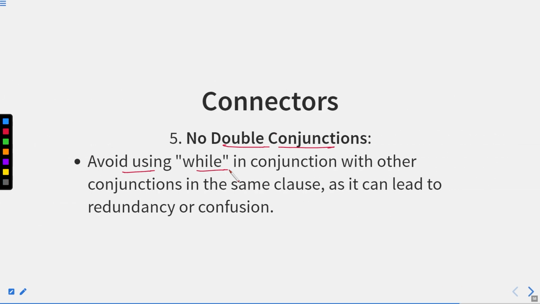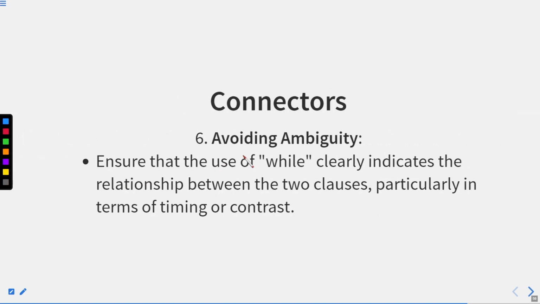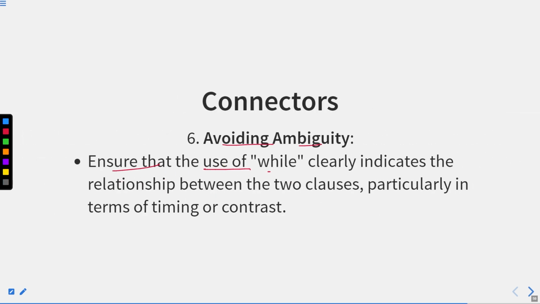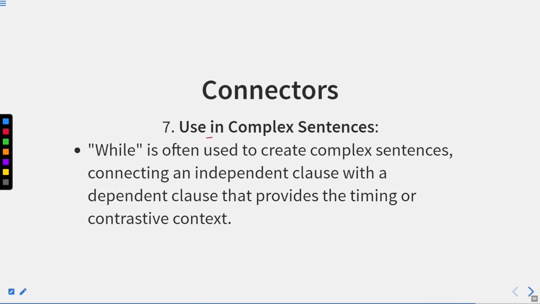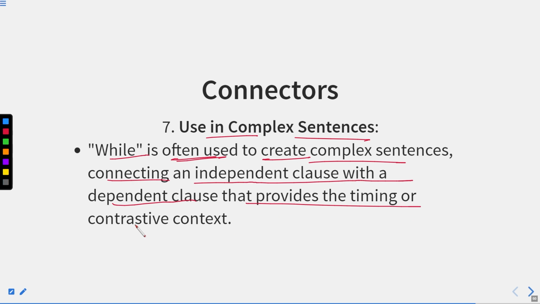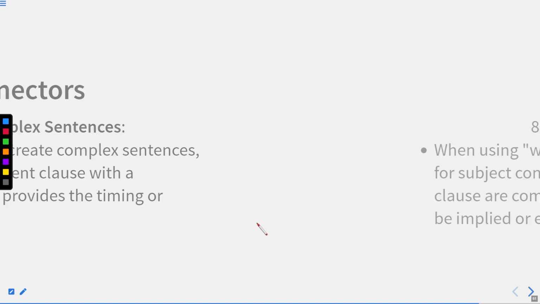No double conjunctions. Avoid using while in conjunction with other conjunctions. As I told you, we should not make unnecessary pairs in the same clause, as it can lead to redundancy or confusion. Avoiding ambiguity: ensure that the use of while clearly indicates the relationship between the two clauses, particularly in terms of timing or contrast. Use in complex sentences. While is often used to create complex sentences connecting an independent clause with a dependent clause that provides the timing or contrastive context. It means whatever you are writing should be clear and clearly related to the other clause.